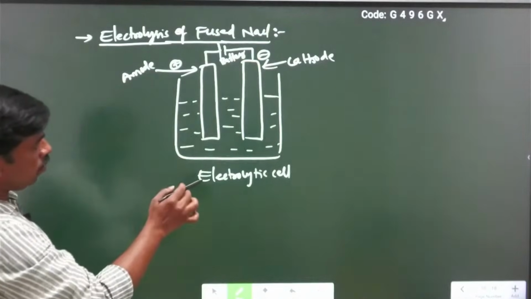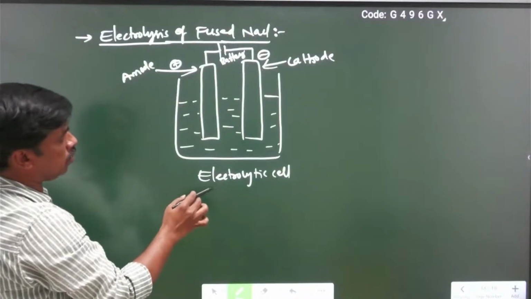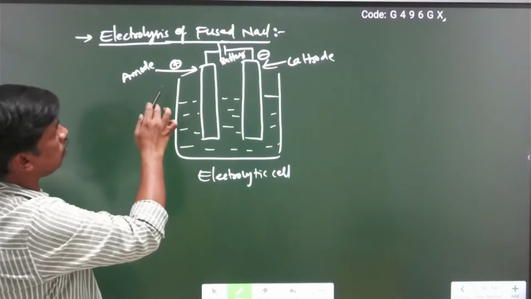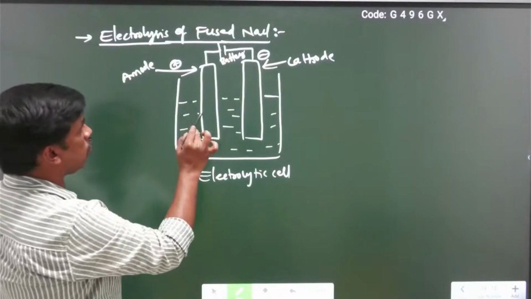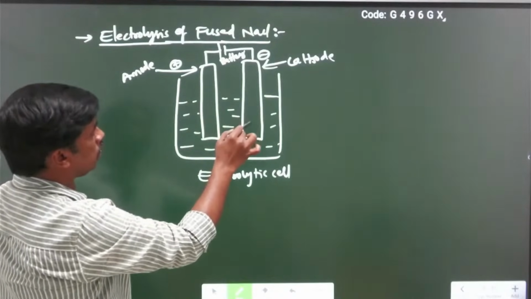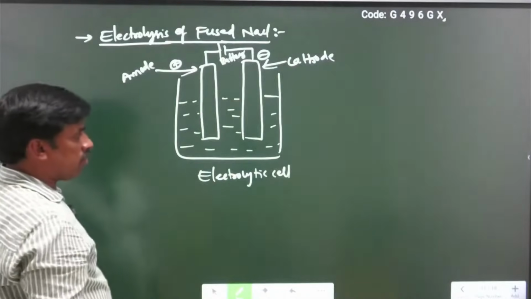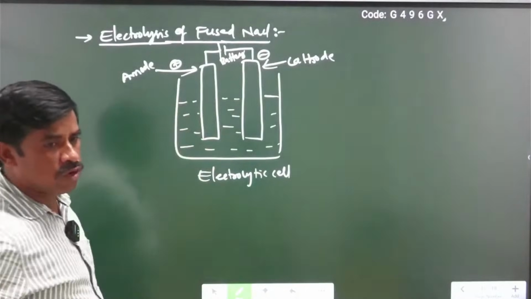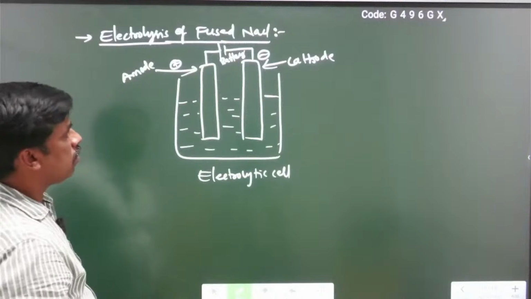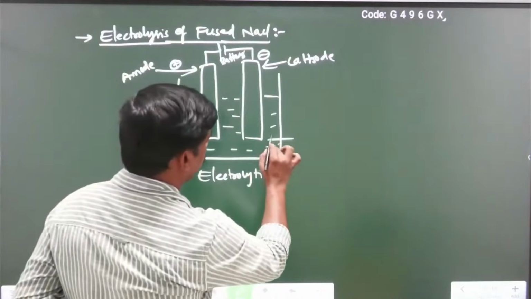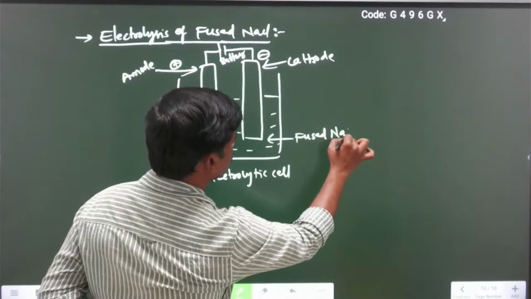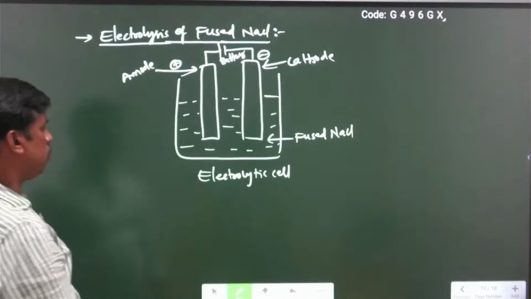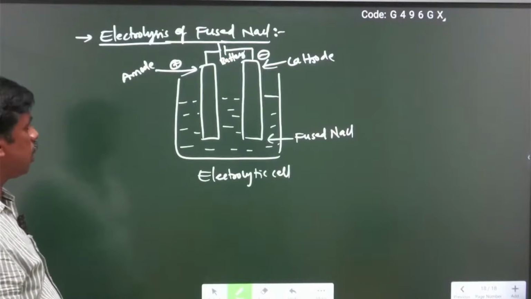Okay. This electrolytic cell carries out the electrolysis process of fused sodium chloride. It consists of an anode, a cathode and a battery. This complete construction is said to be an electrolytic cell. Fused sodium chloride is used as an electrolyte.